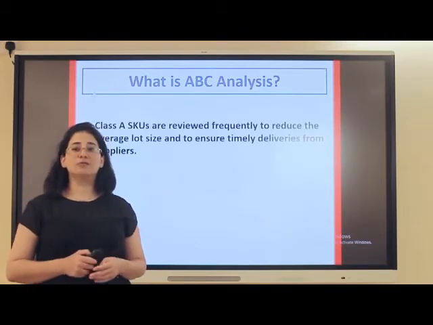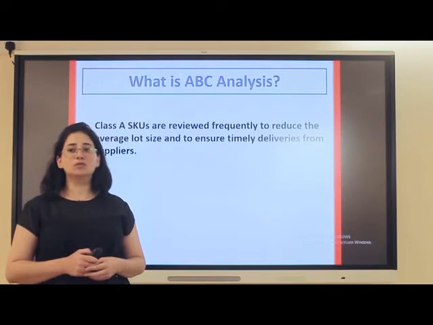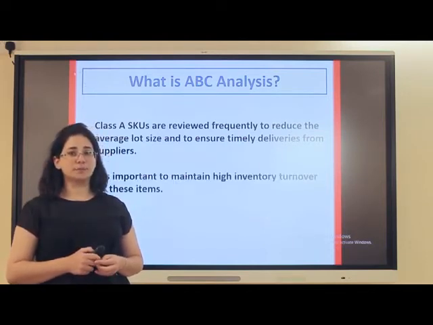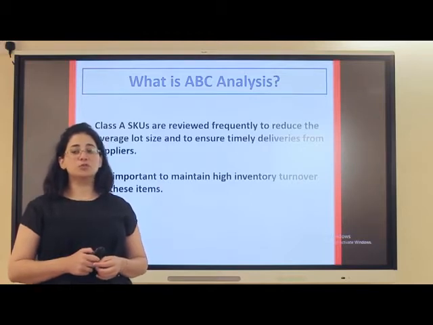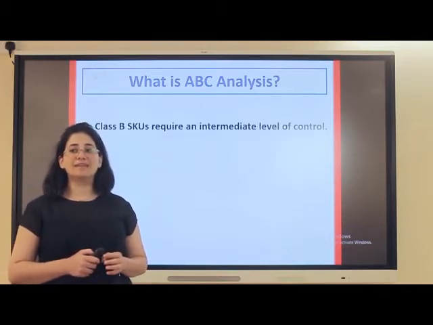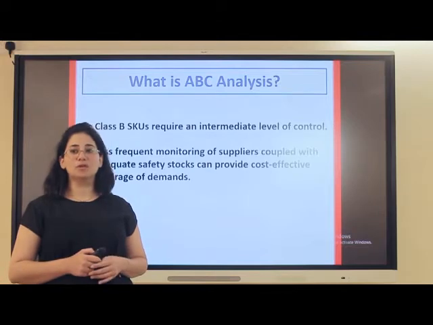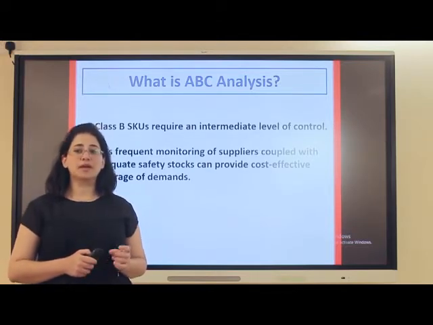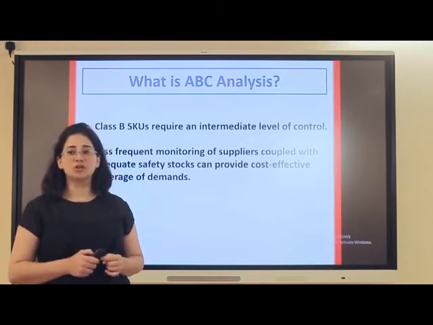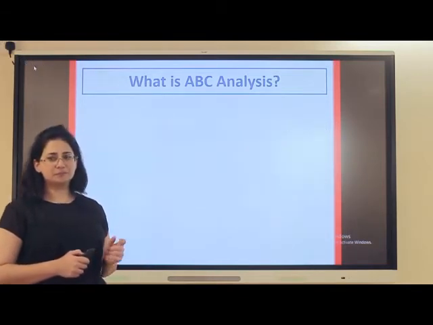Class A are reviewed frequently to reduce the average lot size and to ensure timely deliveries from suppliers. It's important to maintain high inventory turnover for these items because they are expensive. Class B SKUs require an intermediate level of control, so less frequent monitoring of suppliers coupled with adequate safety stock can provide cost-effective coverage of demand.